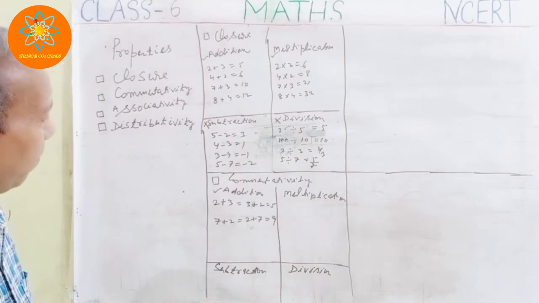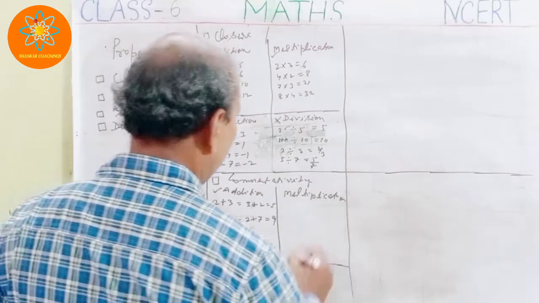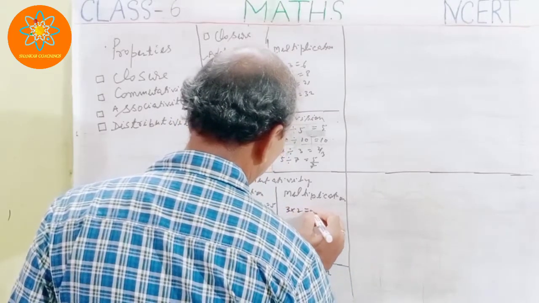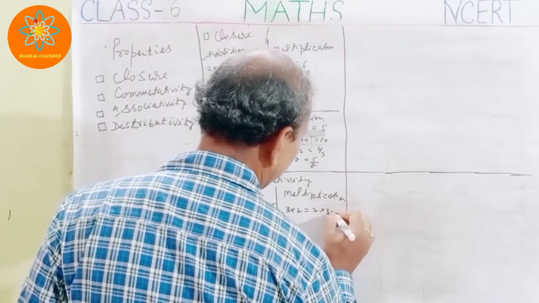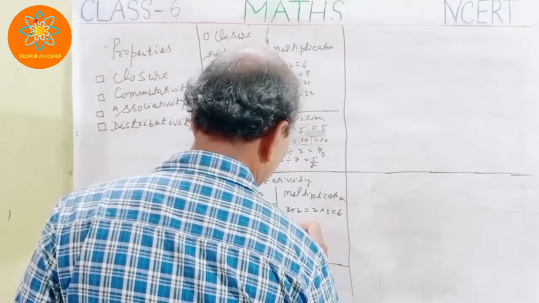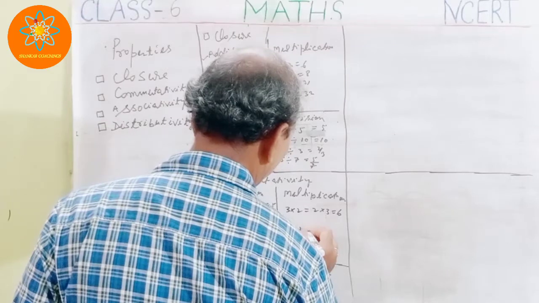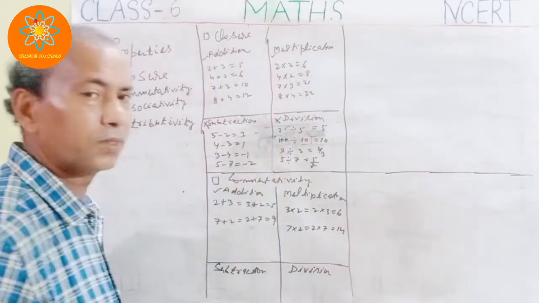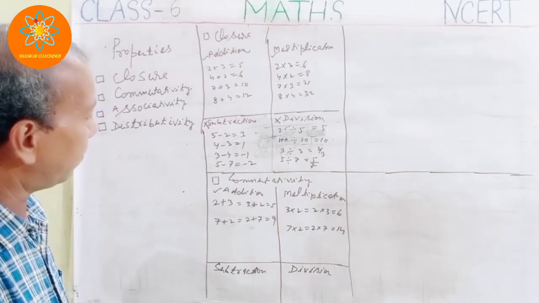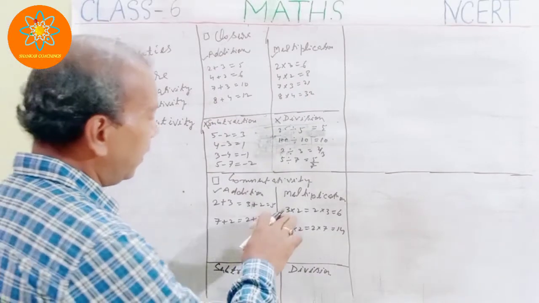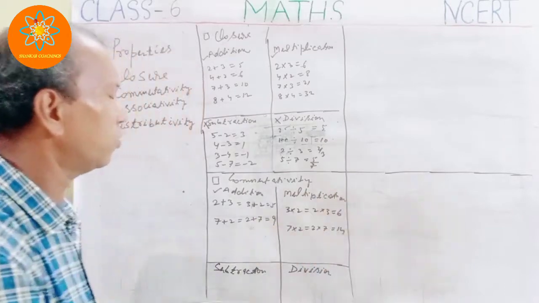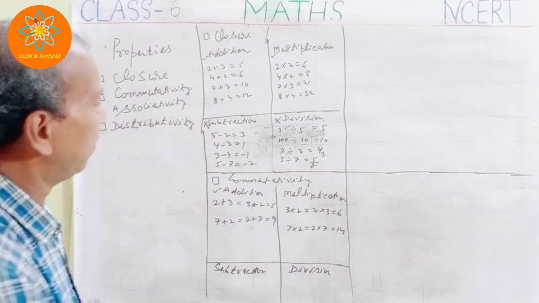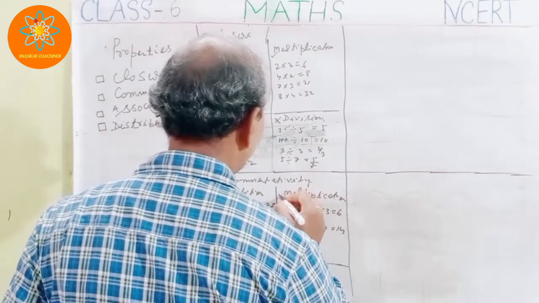Now come to the multiplication. In the case of multiplication, 3 into 2 is equal to 2 into 3, and this is equal to 6. Likewise here also 7 into 2 is equal to 2 into 7, that is equal to 14. So for the multiplication, 3 into 2 is equal to 6 and 2 into 3 is also 6. So I can say that the commutative property for the multiplication is also true.